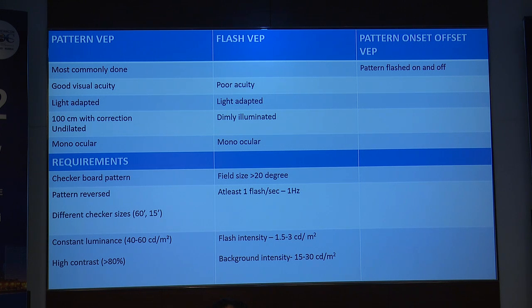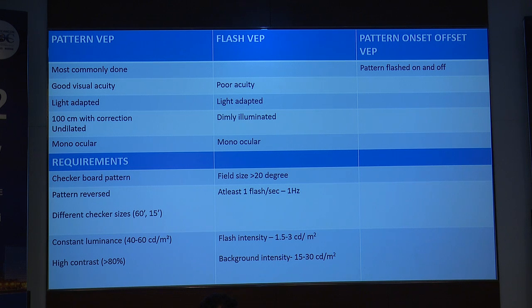The patient should be light adapted and sitting at 100 centimeters with correction done. Pupil should be undilated and the test has to be done monocularly. Flash VEP indications are the same but it is done in patients who have poor visual acuity. The eye is light adapted, the room should be dimly illuminated, and it is done monocularly. Pattern onset and offset I'll be talking about later.